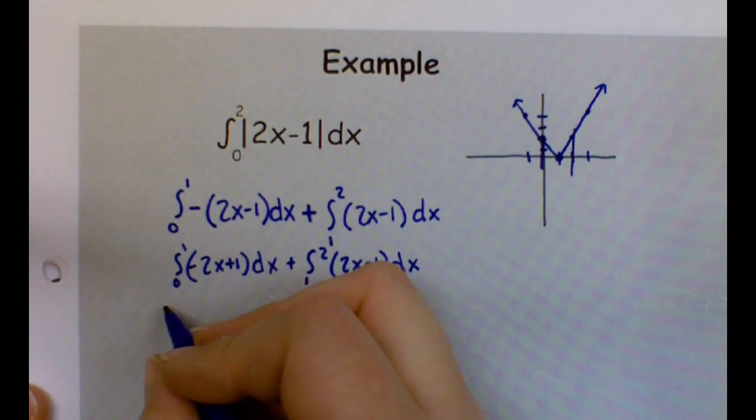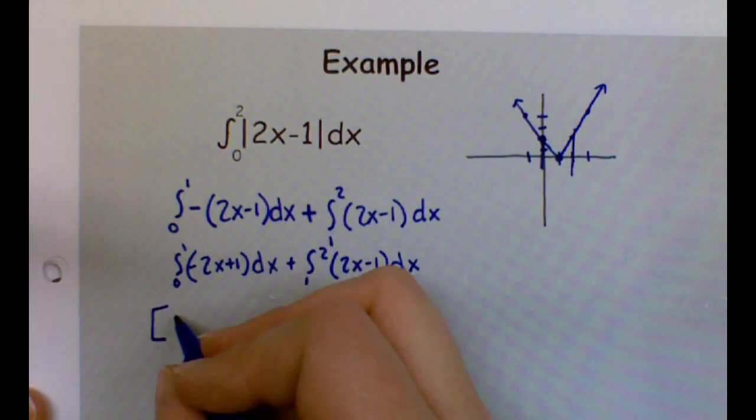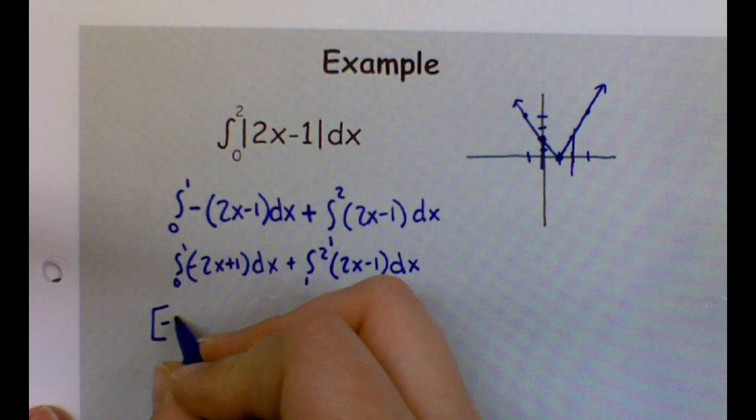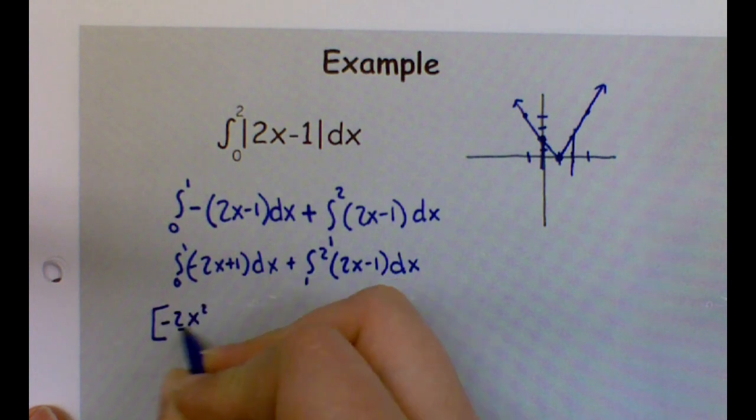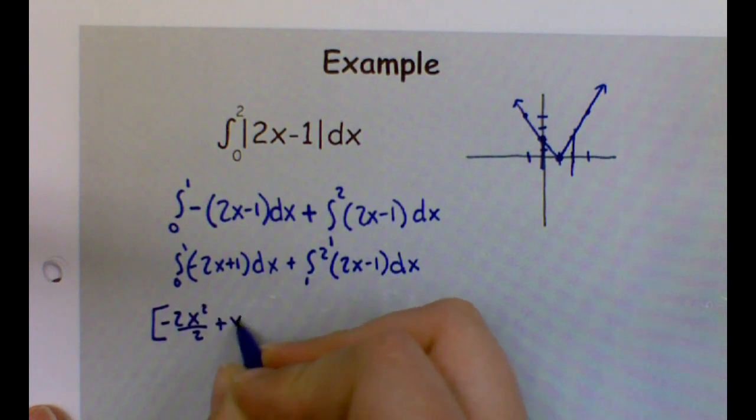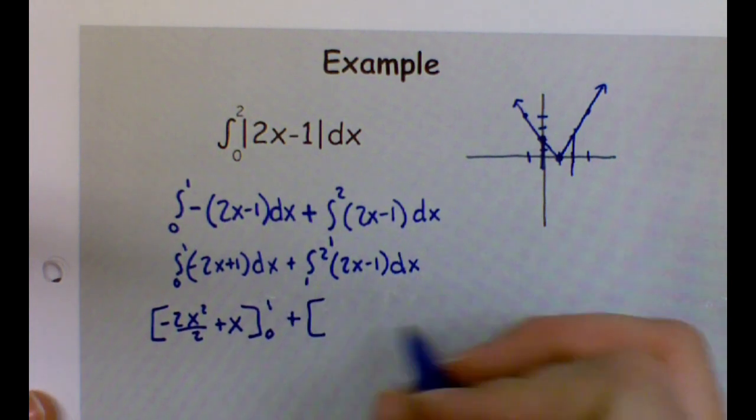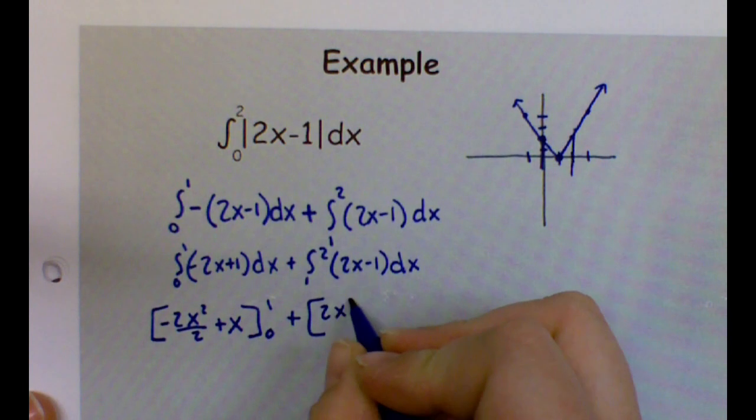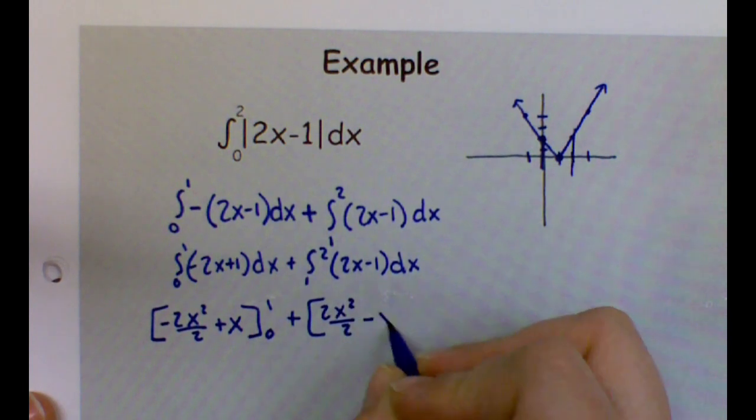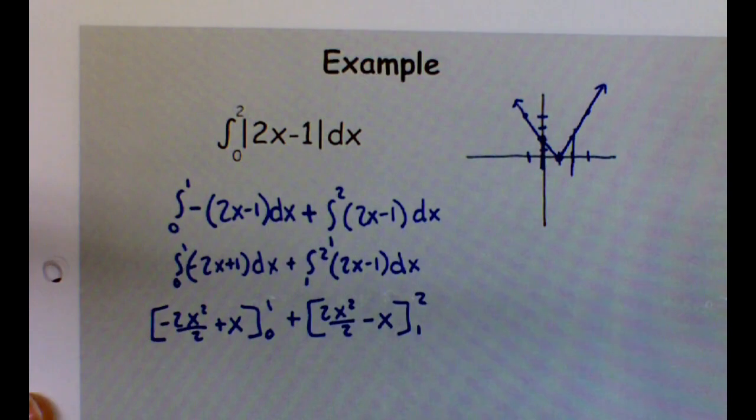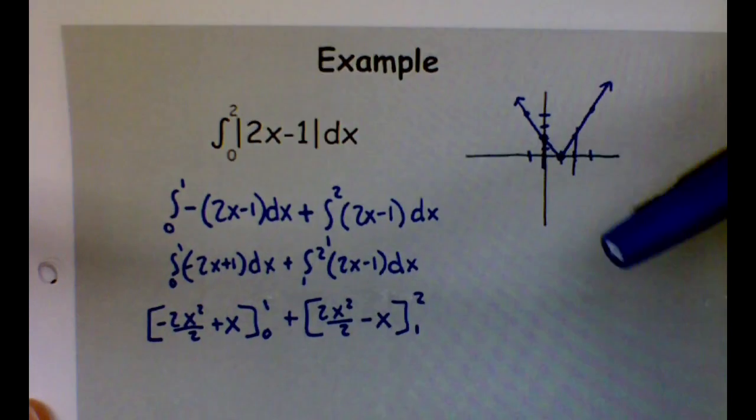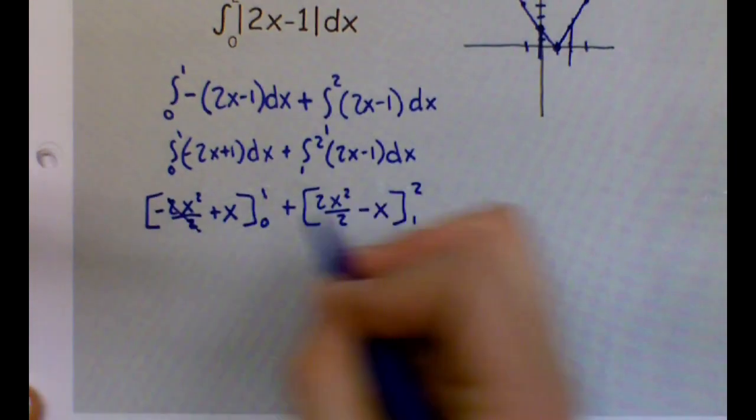The antiderivative of negative 2x plus 1 is negative 2x squared divided by 2 plus x from 0 to 1. Plus the antiderivative of 2x minus 1 is 2x squared divided by 2 minus x from 1 to 2. Now I realize that this simplifies a little, but my 2's cancel, and my 2's cancel.